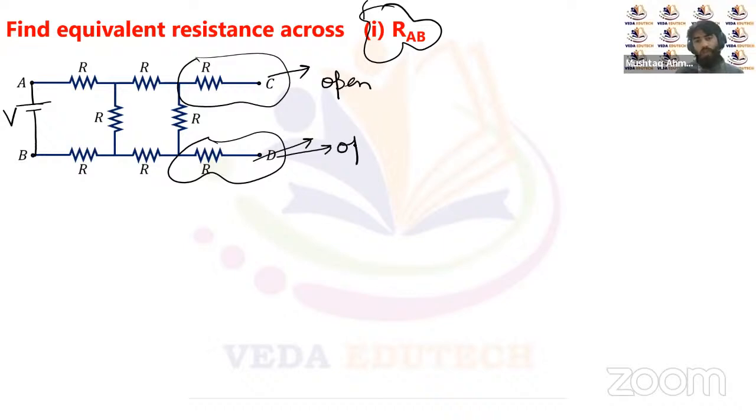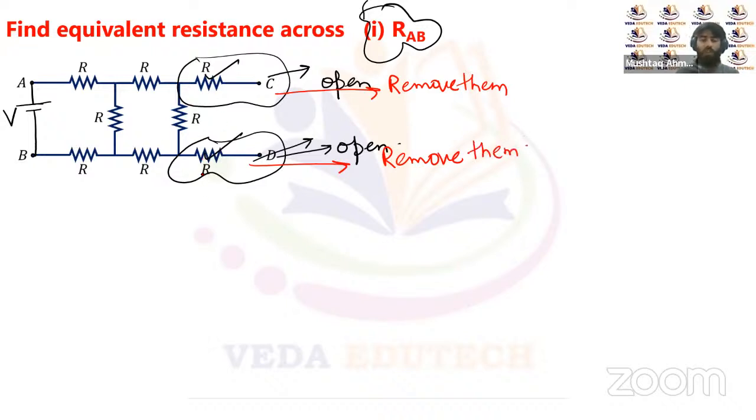If these two resistors are part of the open circuit, they are not part of the closed circuit, it means that there will be no current flowing through these two resistors R and R. If there is no current flowing through them, we can just remove them from the circuit. There is no purpose of these two resistors, because they are part of the open circuit, not part of a closed circuit.